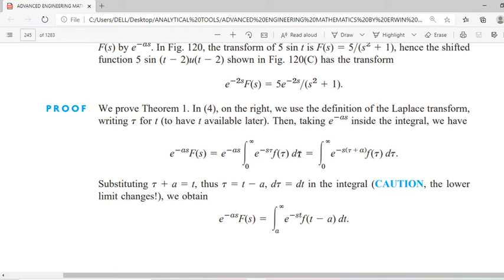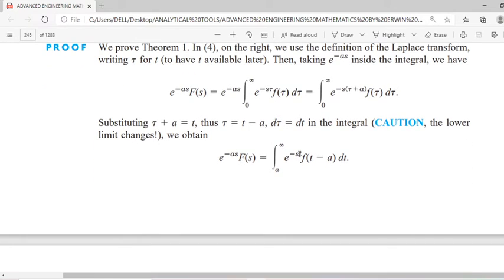So we obtain e raised to minus a s into F of s equal to an integral where we substitute t, and instead of tau we write t minus a. Tau is nothing but t minus a, and d tau is dt. When tau equals 0, t equals a, so the integration will become integral from a to infinity. When tau equals infinity, t equals infinity. So it is the integral from a to infinity of e raised to minus s t f of t minus a dt.